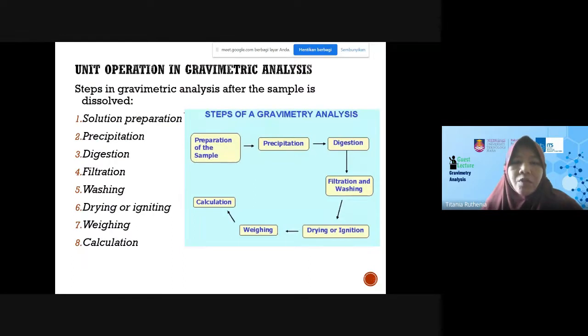So these are the unit operations in gravimetric analysis. The first one is preparation of the sample. Second one is precipitation, and then digestion, filtration and washing, drying or ignition, weighing, and then calculation. So what we will share today is about these unit operations. At least there are 7 or 8. If we combine filtration and washing together, we have 7. If we separate them, we'll have 8.